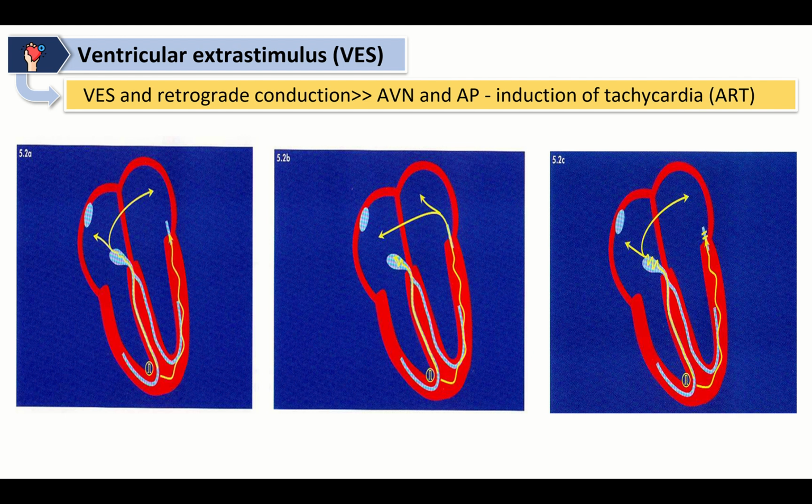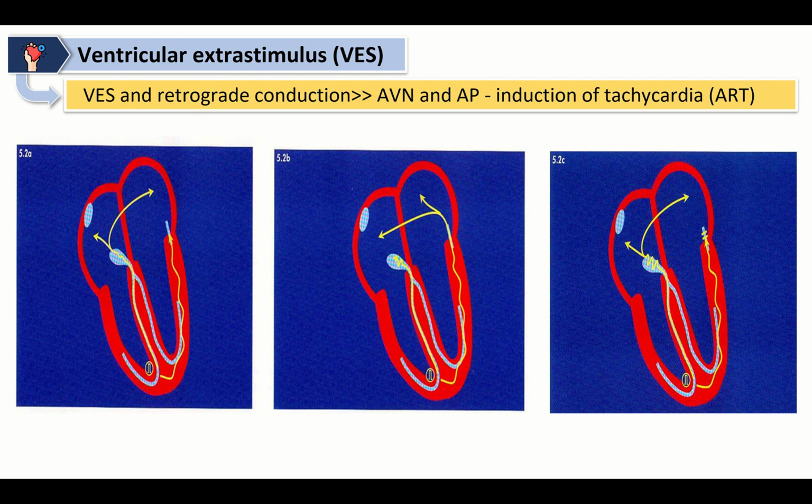Now let's go to ventricular extrastimulus, and you see how can we induce the tachycardia. So let's give ventricular extrastimulus. Retrograde conduction may be fusion between nodal and the accessory pathway, giving ventricular extrastimulus at shorter coupling interval to stress the accessory pathway, more conduction through the accessory pathway.